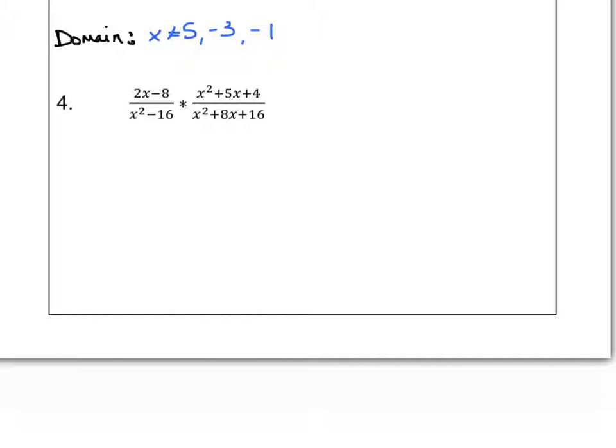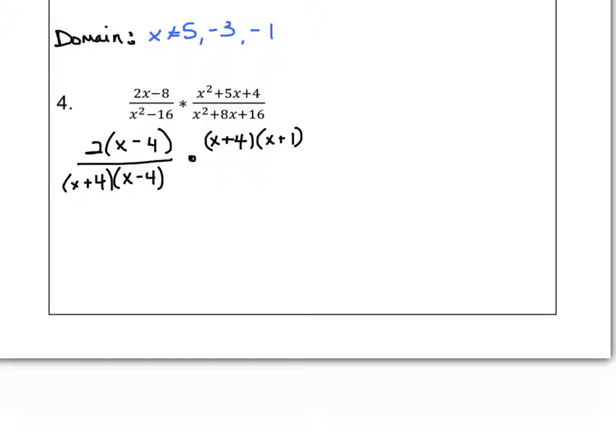Again, got to factor everything first. In that first set, I've got a 2 that can come out, and I'm left with an x minus 4. On the bottom, I've got x squared minus 16, which is going to be an x plus 4 and an x minus 4, times, factors of 4 that add to 5 are 4 and 1. So I've got an x plus 4 and an x plus 1, over factors of 16 that add to 8, which are x plus 4 and x plus 4.